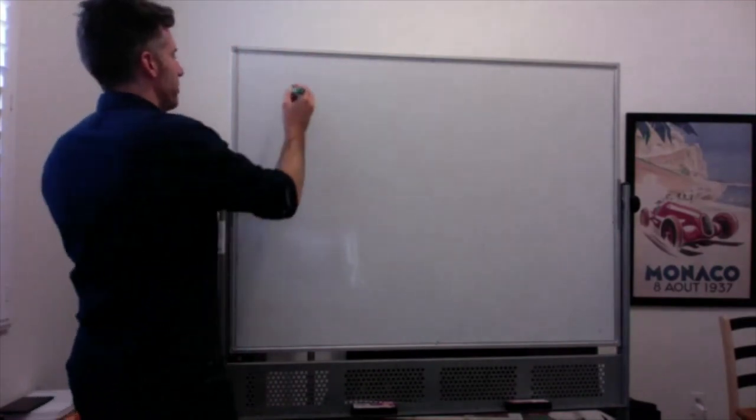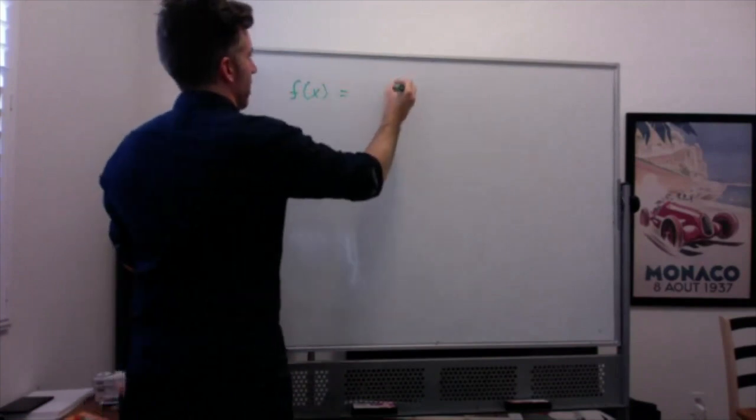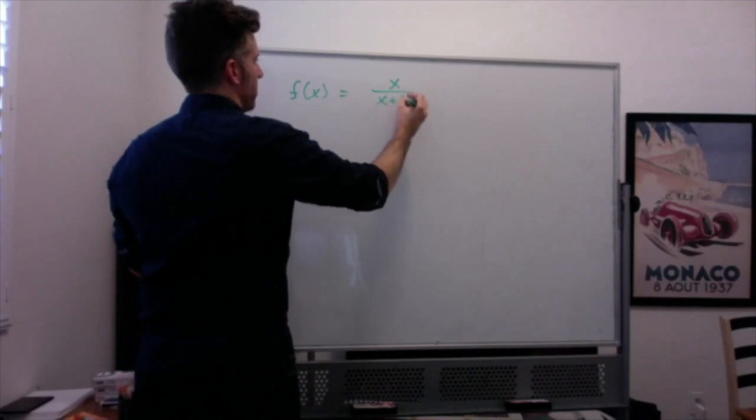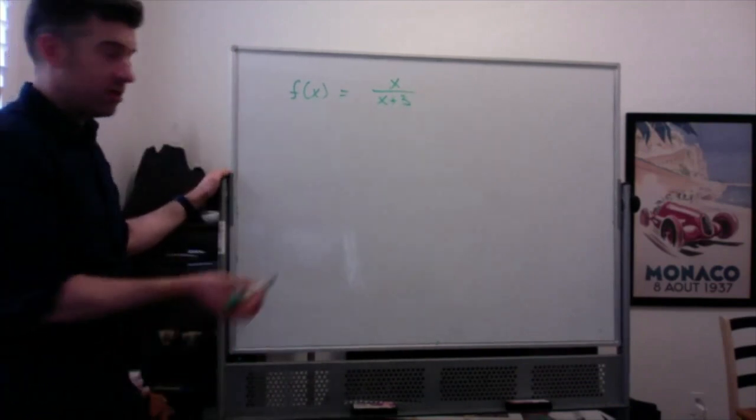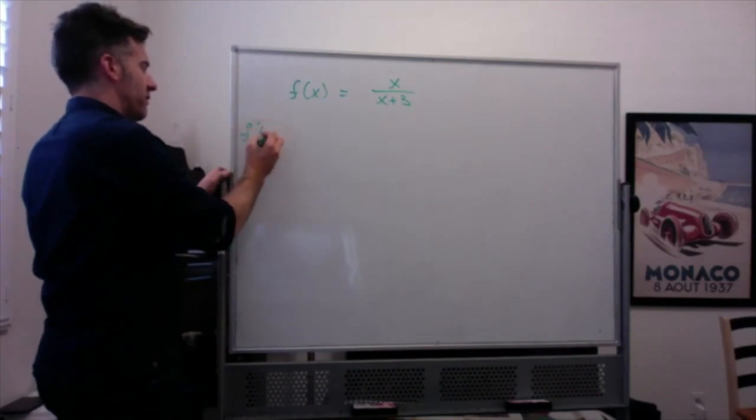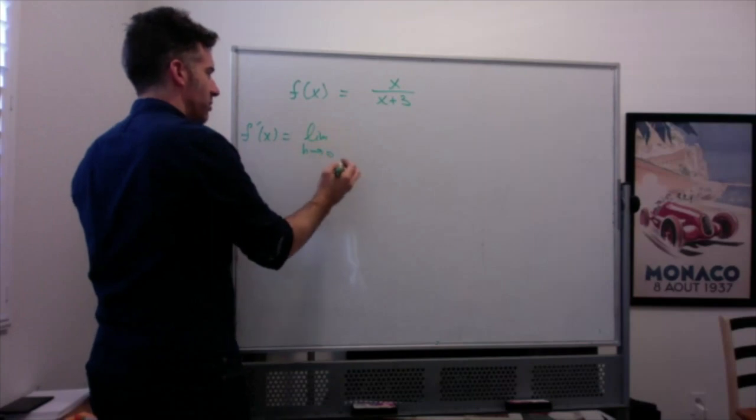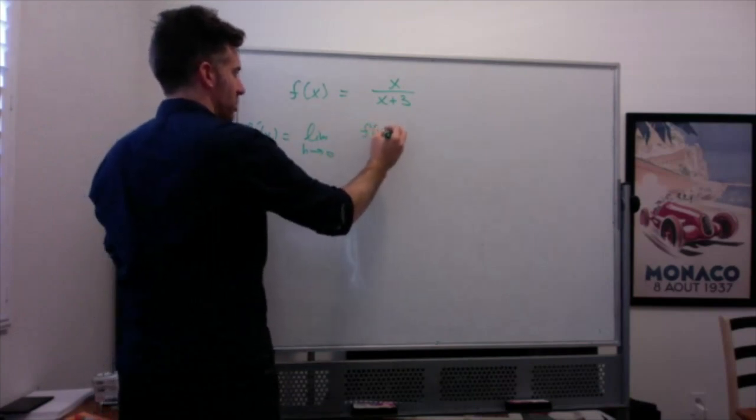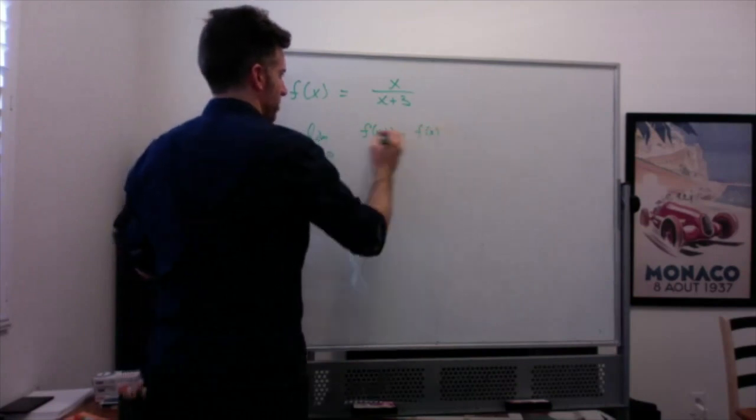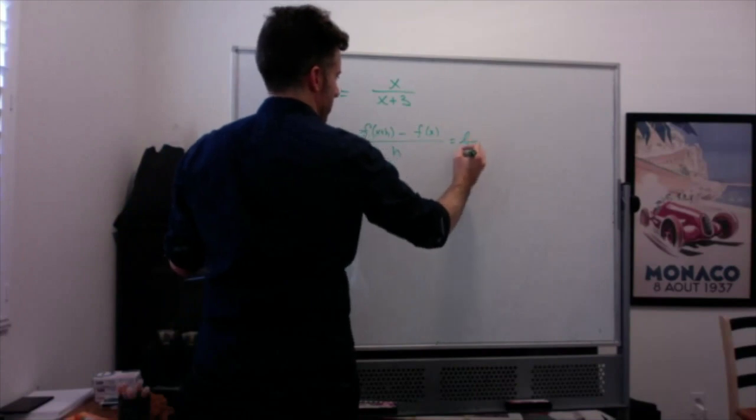But so we can try and find the derivative of something like x over x plus 3. And again, this is going to be a little bit messy. So the derivative is defined to be the limit as h goes to 0 of f of x plus h minus f of x all over h.